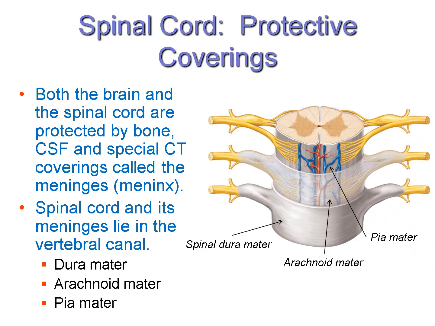Both the brain and the spinal cord are protected by bone, cerebrospinal fluid, and special connective tissue coverings called the meninges, singular is meninx. The spinal cord and its meninges lie in the vertebral canal. Unlike the brain's meninges, the dura mater of the spinal cord is a single layer and is not attached to the bony walls of the vertebral column. However, it is continuous with the dura mater covering the brain.